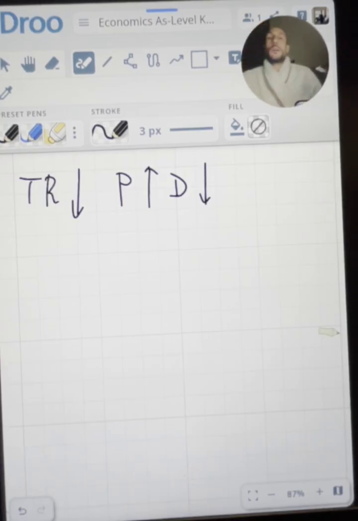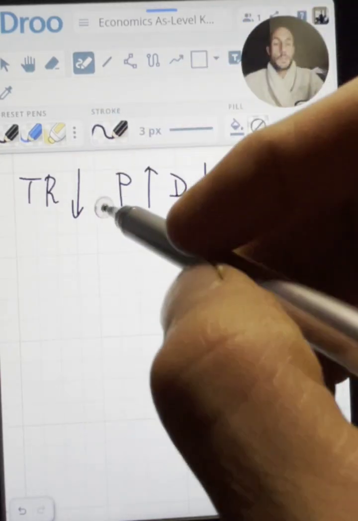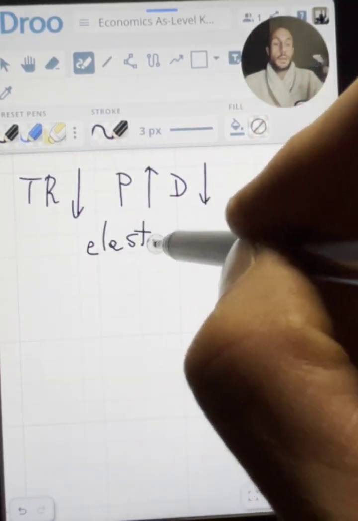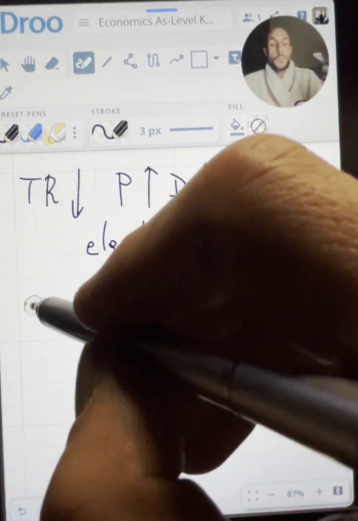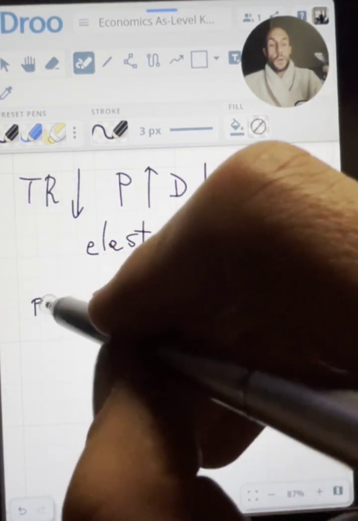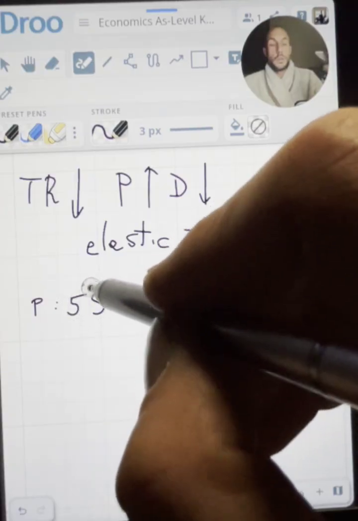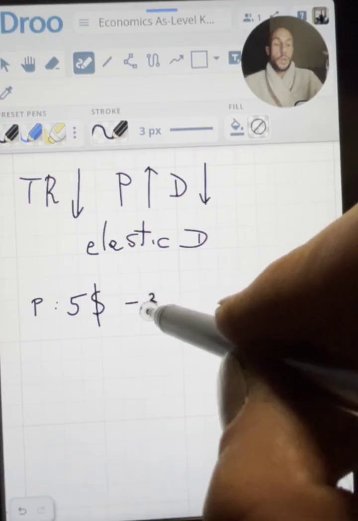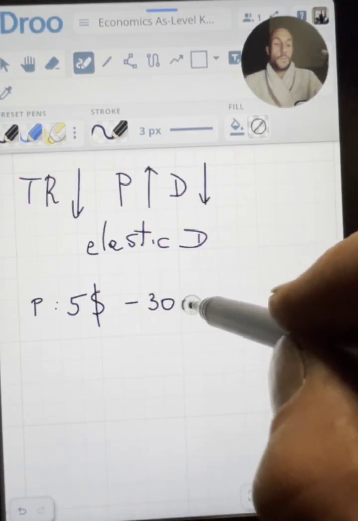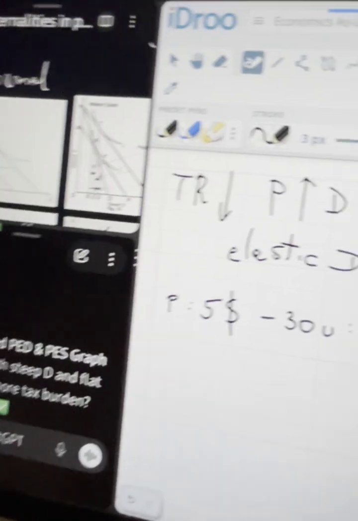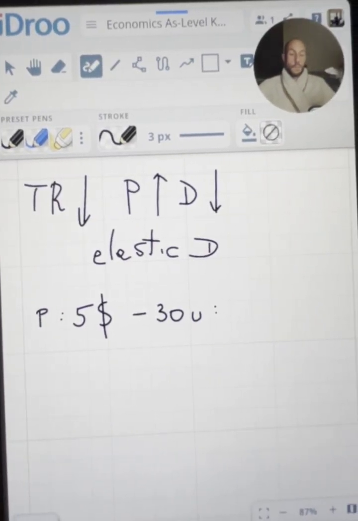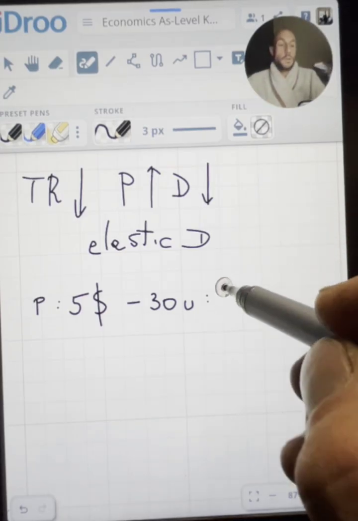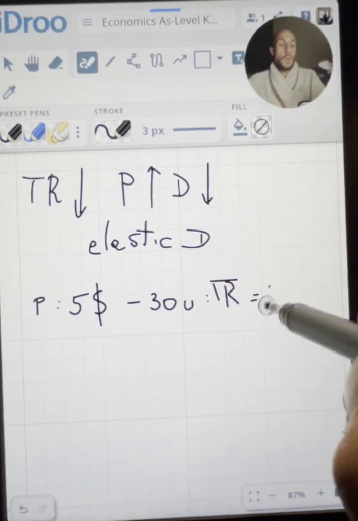Because if the price, look, let's put down some numbers. Let's write here that it is elastic demand, elastic D. So for a price of $5, you were selling, I don't know, 30 units. What is the total revenue? 5 times 30? 150. Yes, so total revenue equals 150.